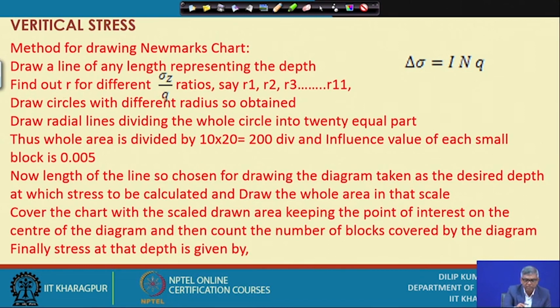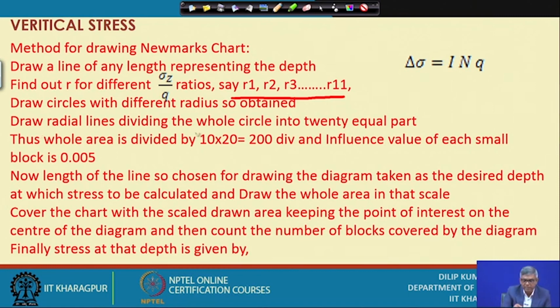Find out, for different sigma z by q ratios, the different radii R1, R2, R3 up to R11, whatever I have shown, to be calculated. Draw circles with the different radii so obtained. So, you have to draw circles R1, R2, R3, and whatever the annular area between R1 and R2, its influence is the same as between 2 and 3, and between 3 and 4. That is known, I have explained it logically.